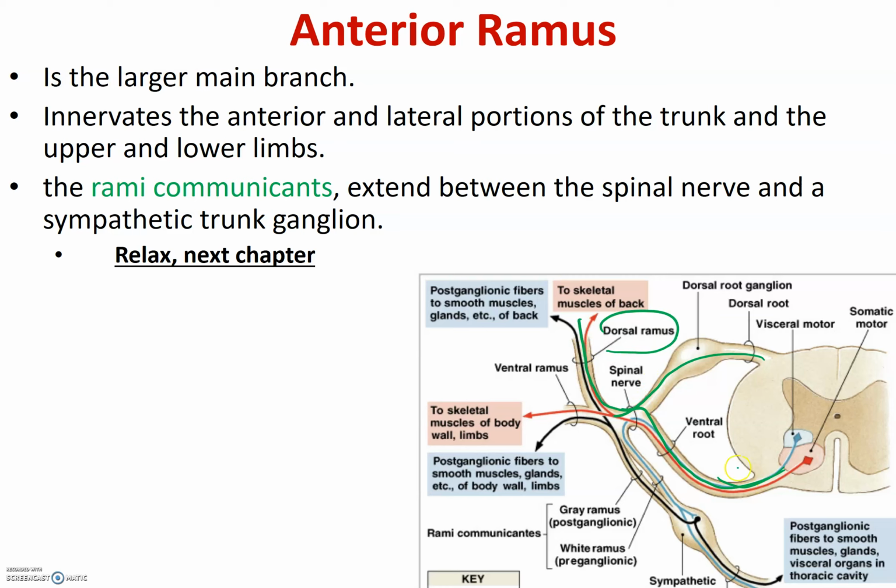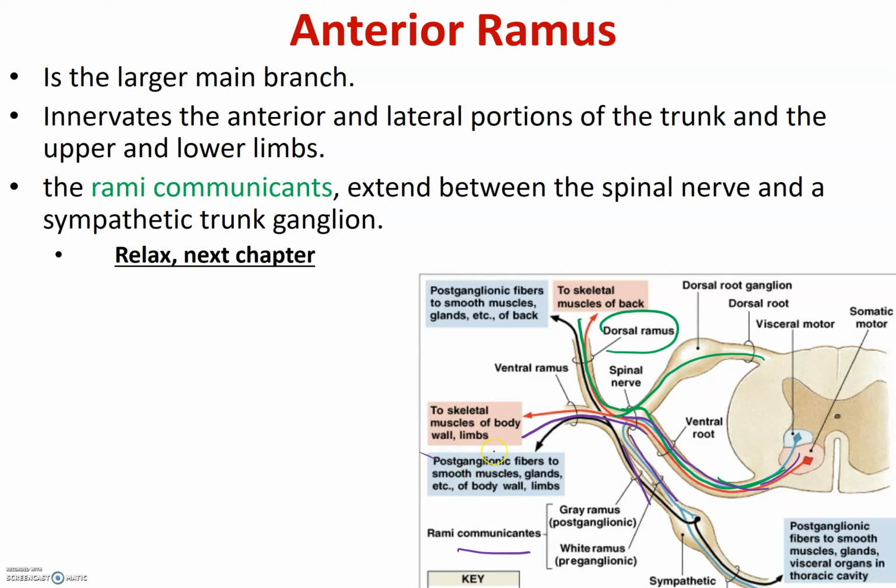The anterior ramus is more exciting. It is going to form a lot of cool structures. So it is going to have these communicating rami communicants, going to something called a sympathetic ganglia, but that is next chapter. It is going to go to these things called plexes. And the plexes actually control muscles to your arms and legs. So that's very exciting. And it also goes between your ribs. So the anterior rami is very, very exciting.